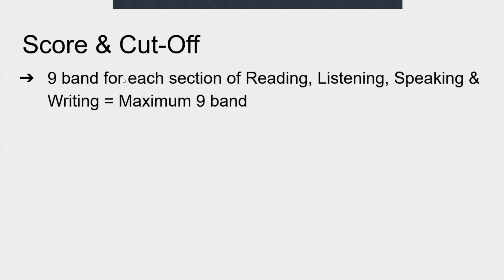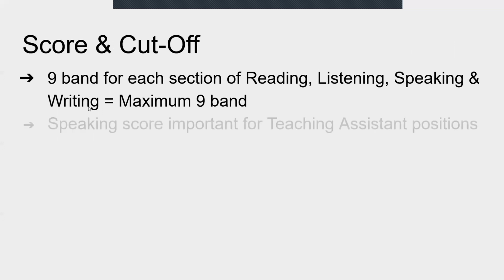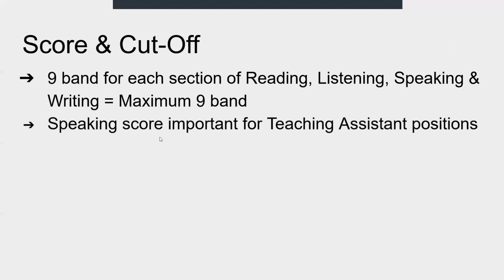The general scores and cutoff wise, there are 9 bands. It's not scoring like marks, it is like bands, and 9 bands for each section of reading, listening, speaking, and writing. So that is a maximum of 9 bands. They'll average your bands again to get the final score. But each of the sections has 9 bands.